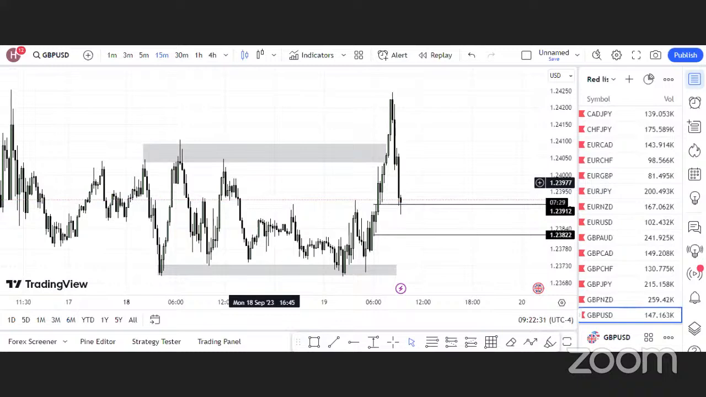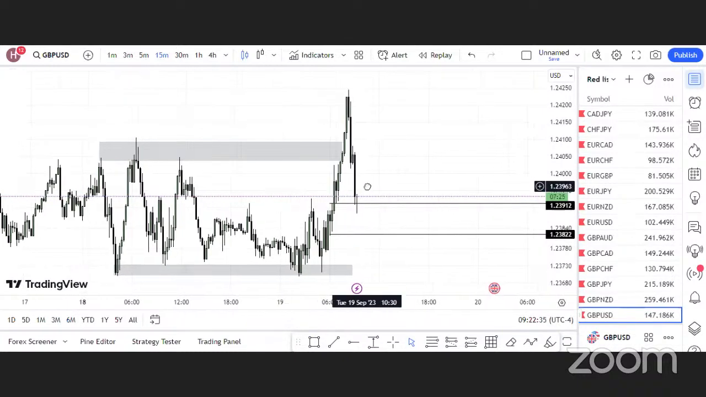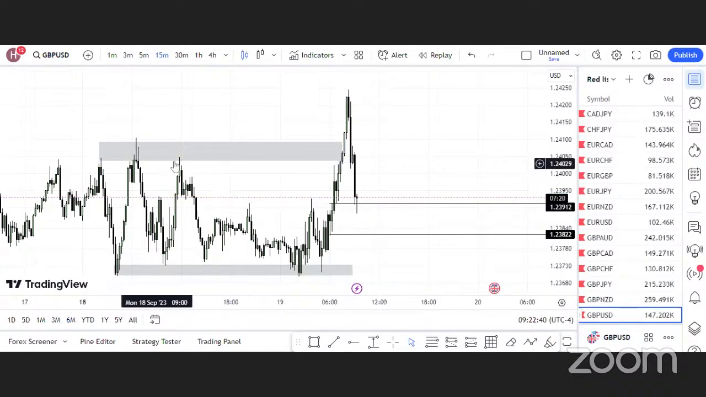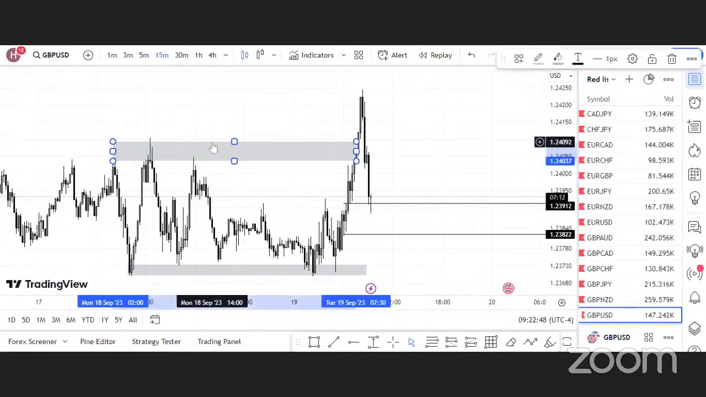Then the next question is how to get your entry on a trade. You can get your entry when the price moves to your POI. So this is a POI. This is a point of interest. This is a resistance zone. So let me quickly show you this before I proceed.